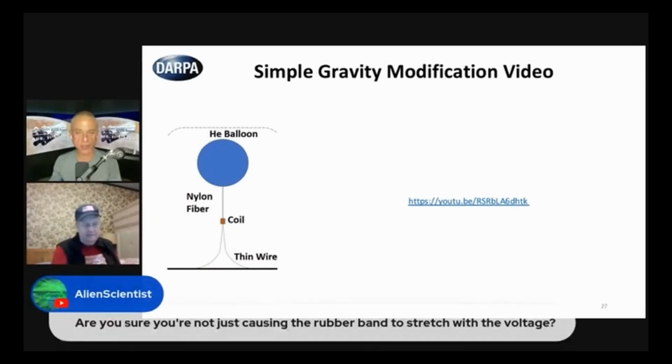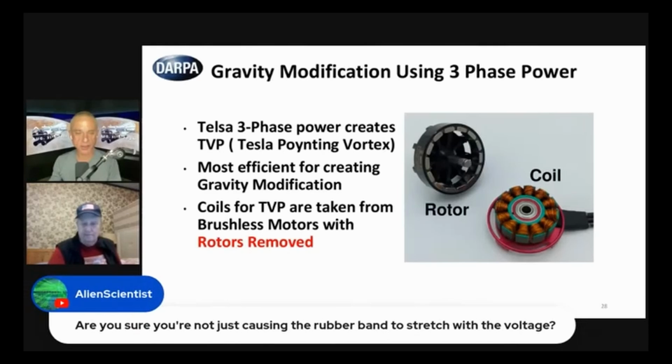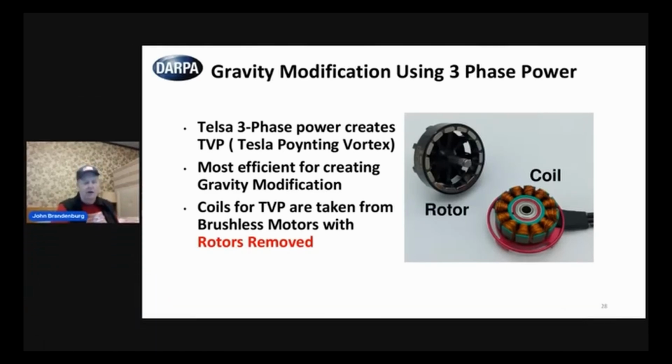John, you want me to go to the next one? Next one. Now, that's with just single phase. The most efficient way to do this is with three phase. You have a rotating electromagnetic field. It's not just going on and off or oscillating back and forth. It's rotating. This forms what I call a Tesla pointing vortex.